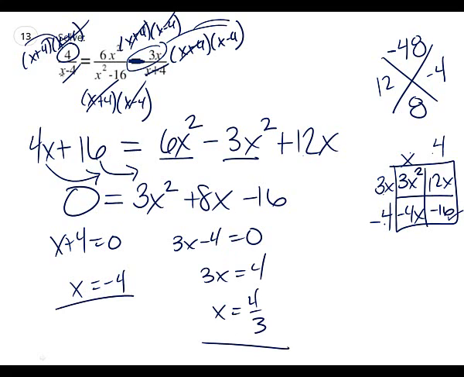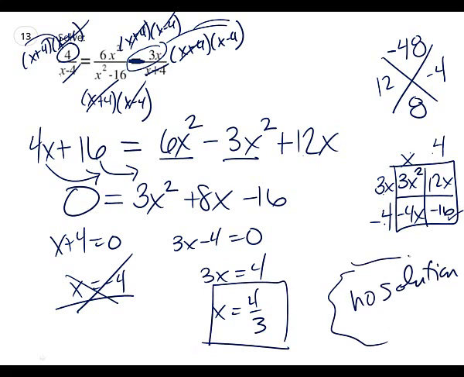Okay, let's check the denominators. Is negative 4 okay in these denominators? No, it makes one of them 0, right? So I cross out the extraneous. Is 4/3 going to make the denominator 0? No, so that's a good answer. What if I crossed out both of them? What would you write down for your answer? No solution is typically what we would write. This one is not no solution, but if it came out with no answers, you write no solution.